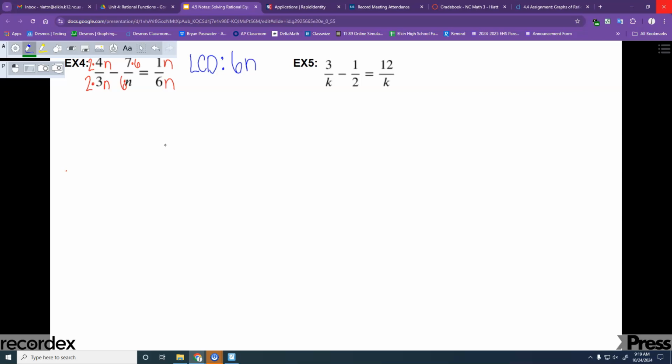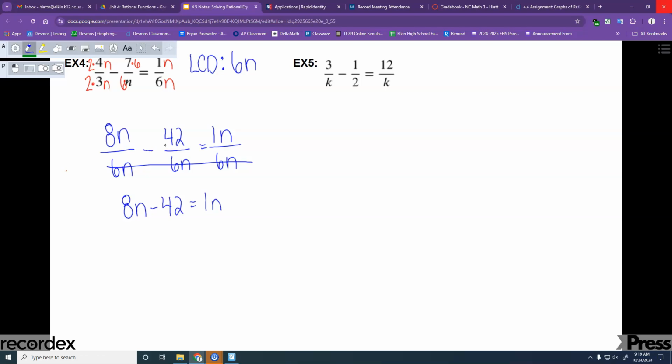Okay? Now, my denominators, I'm going to write that part out. So I've got 2 times 4 is 8, so I've got 8n over 6n minus 42 over 6n equals 1n over 6n. When the denominators are all the same, Keely, what can I do with them? I can cross them out. So now I've just got 8n minus 42 equals 1n.